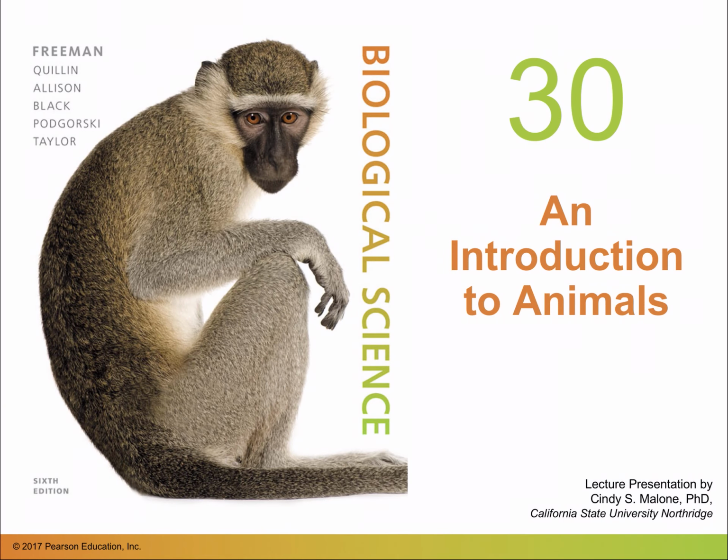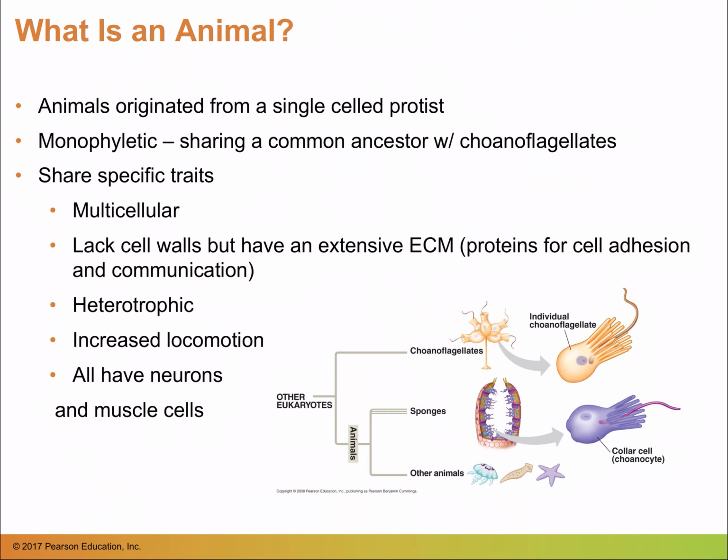Okay, so we are finally done with plants and moving into animals. This is the lecture for chapter 30, an introduction to animals, and we're going to briefly go through the basics here of what makes animals a distinct group, and also some comparison to plants and fungi. This will set the stage for later chapters where we'll dive into more specifics about the different groups that we talk about in this chapter.